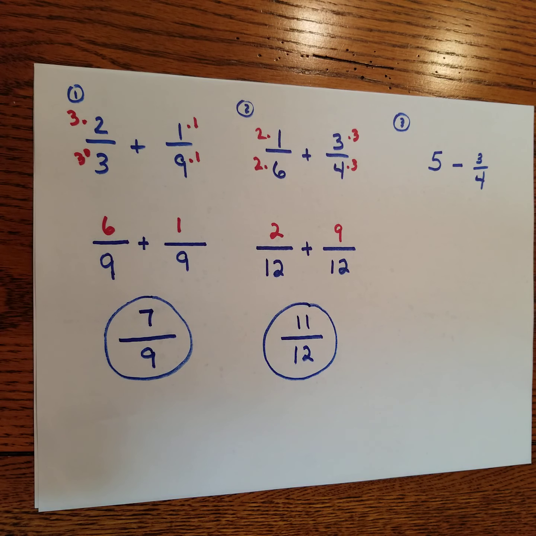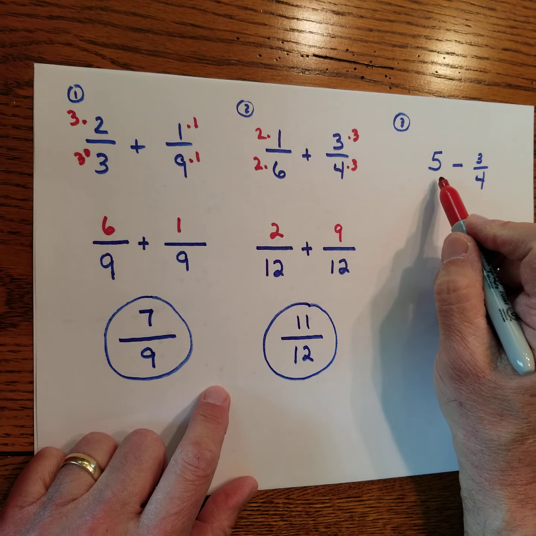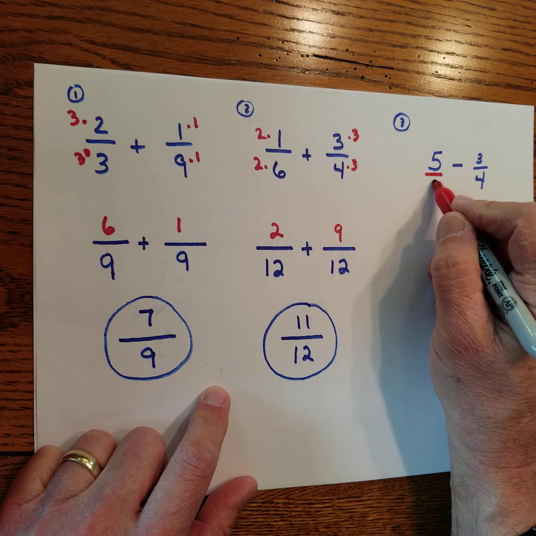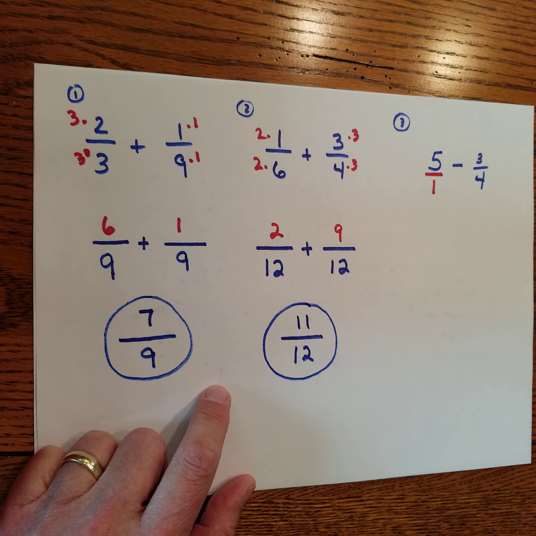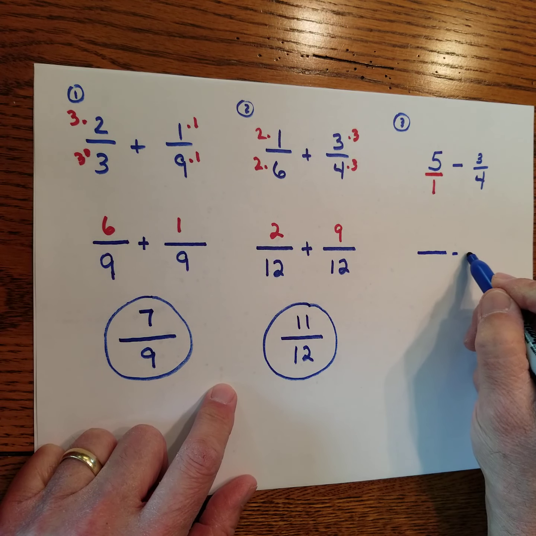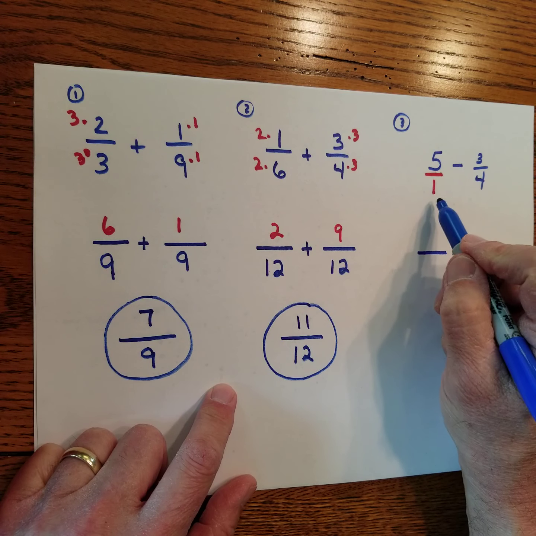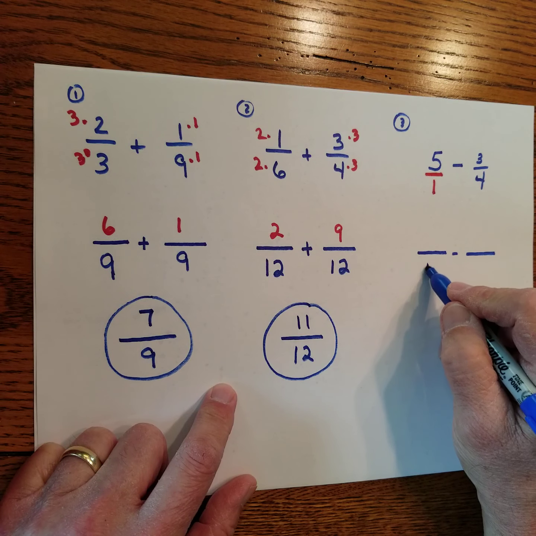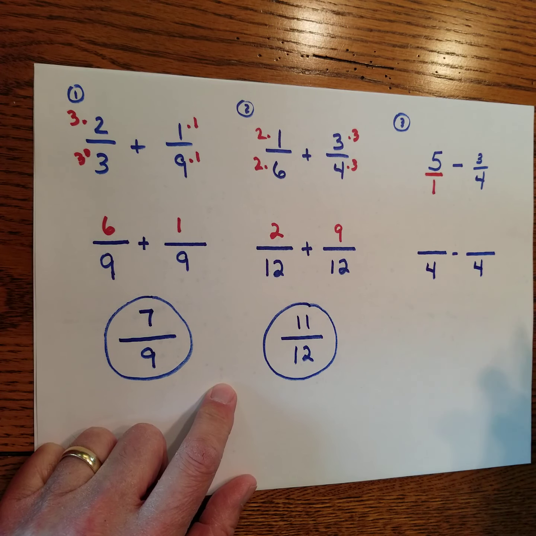For number 3, I have a whole number minus a fraction. Let's make the whole number look like a fraction by putting it over 1. Now I need a common denominator. So I check to see if the smaller denominator divides evenly into the bigger denominator. Clearly 1 divides into 4. So 4 makes a good common denominator.